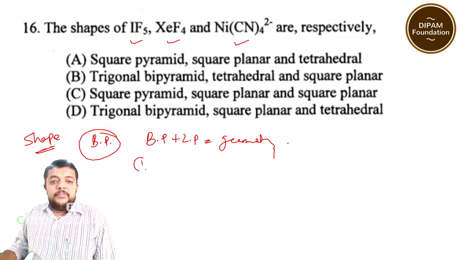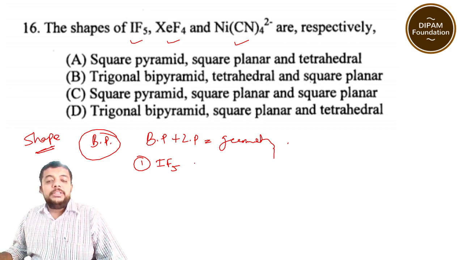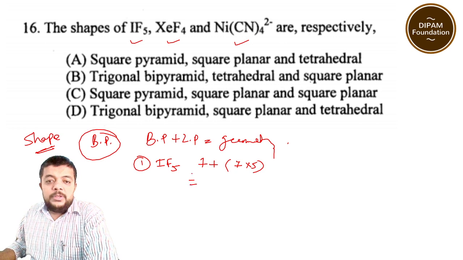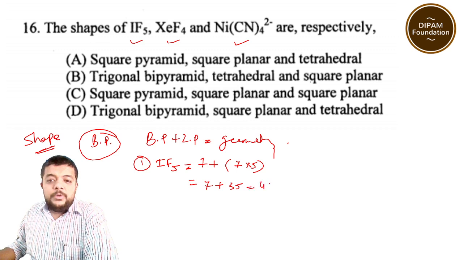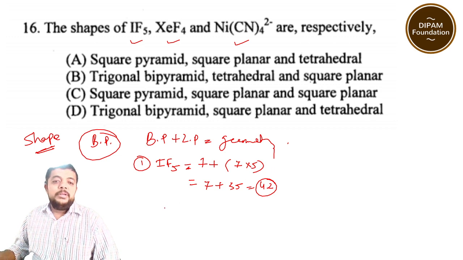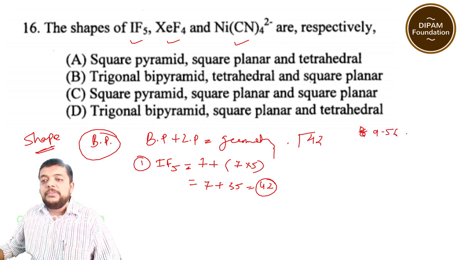Let us start with the first example, that is IF5. See friends, when you are asked IF5, you have to go through the shortcut that we have discussed in our previous class, where iodine has 7 electrons, each fluorine has 7, and you have 5 such fluorine. So the total over here is 7 plus 35, which is 42. So now when we have 42 as our answer, we should be very clear that it falls in the range of 9 to 56. So you need to divide it by 8.